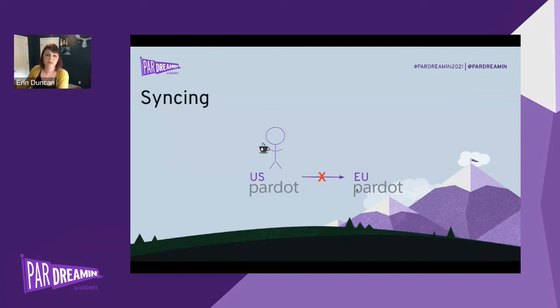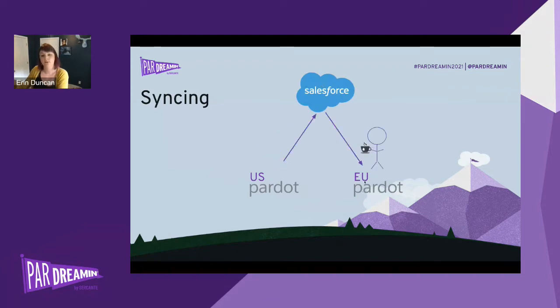But basically there's no connection between these Pardot business units. There's no way for them to just hop over here. So what they need to do is they need to go up to Salesforce and then down to the Europe Pardot business unit. So they'll only travel with whatever gets up here will come down here. If it doesn't get into Salesforce, it doesn't come down here. So that's the best way I can kind of visualize this syncing.